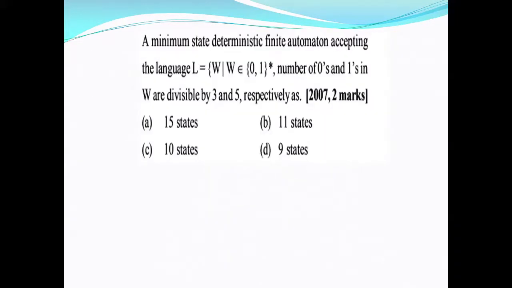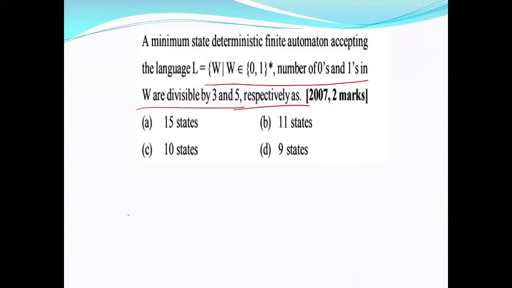Next. A minimum state deterministic finite automaton accepting the language, the number of zeros and ones. What is the language? Your strings are formed by 0 and 1, and the number of zeros and the number of ones in W are divisible by 3 and 5 respectively.